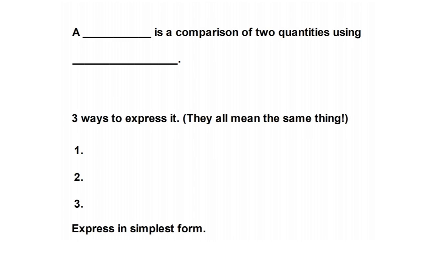Now we're down to 8. So a ratio is a comparison of two quantities using fractions. It's a comparison of two quantities using fractions. There's 3 ways to express it, though, and they all mean the same thing.